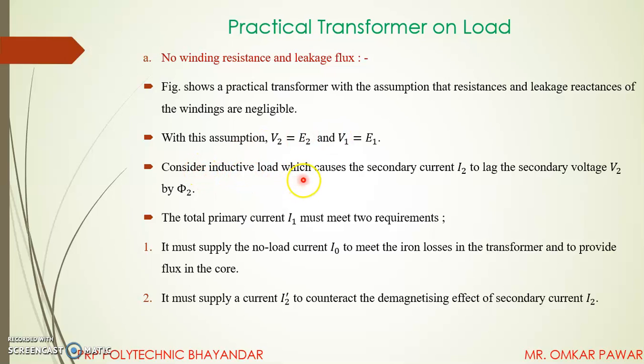So consider inductive load which causes the secondary current I2 to lag the secondary voltage by phi. So the total primary current I1 must meet two requirements. It must supply the no load current I0 to meet the iron losses in a transformer and to provide flux in the core. And second, it must supply current I2 dash to counteract the demagnetizing effect of secondary current I2.